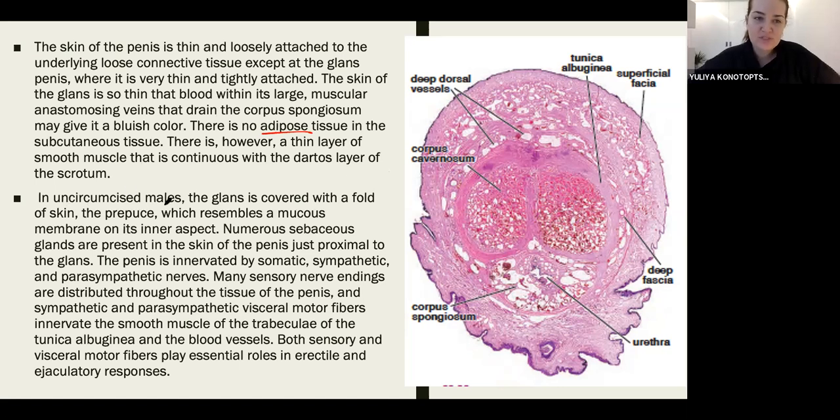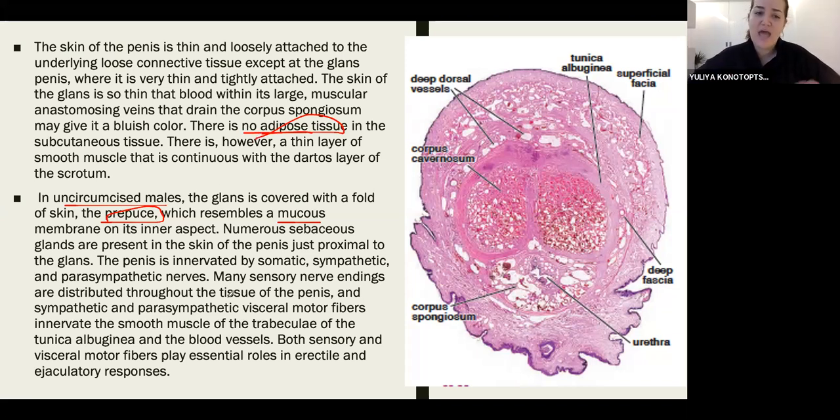In uncircumcised males, the glans is going to be covered by a fold of skin, which is known as the prepuce. On the inner part, which is facing the glans, the prepuce will resemble a mucous membrane. It will look like you're looking at mucosa. But outside of it is, of course, going to be skin. So epidermis, dermis, and notice no hypodermis, because no adipose tissue. So it's a very special kind of skin. It just consists of two layers, epidermis and dermis.